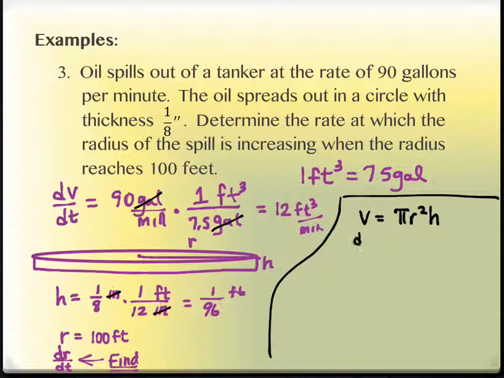So if I take the derivative of volume, that's dV/dt. Now over here on the right, take a look. I've got two variables, r squared and h. Are they both really variables?